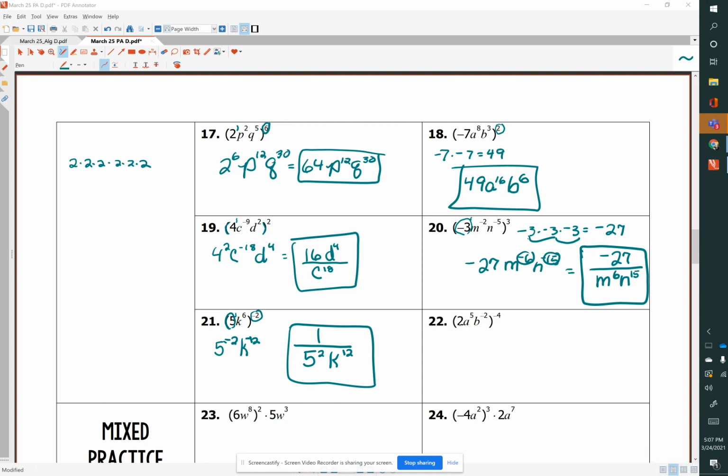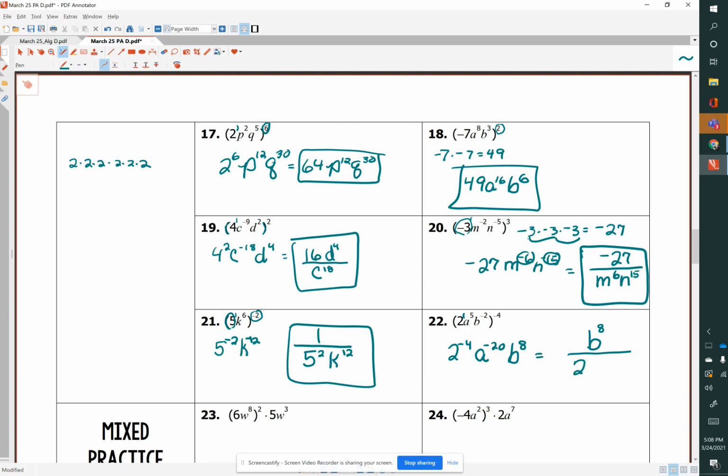And number 22, we have 2a to the fifth, b to the negative 2 power. So we have an invisible exponent of 1 on the 2. So that would be 2 to the negative 4th power. 1 times negative 4 is negative 4. a to the fifth, 5 times negative 4 is negative 20. And b, negative 2 times negative 4 is a positive 8. So the only thing that's going to stay in the numerator is the b with the positive exponent. In the denominator, we'll have 2 to the 4th power.